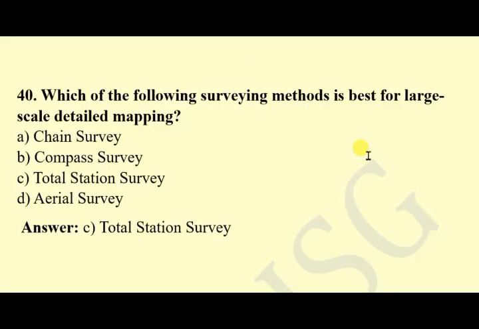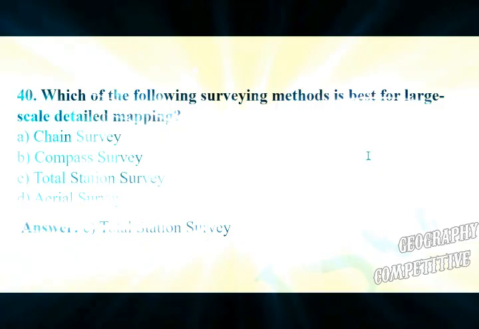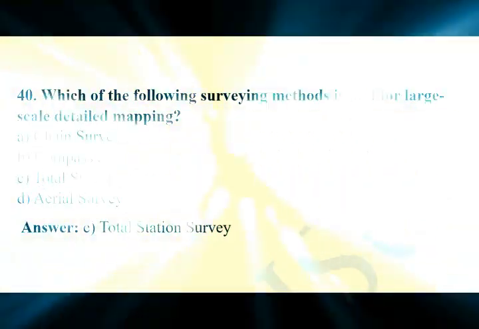Question number 40. Which of the following surveying methods is best for large-scale detailed mapping? Chain survey, compass survey, total station survey, aerial survey. Here the right answer will be total station survey.